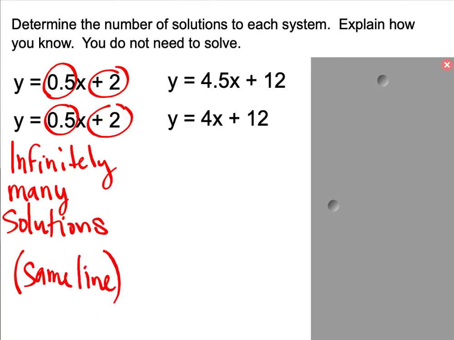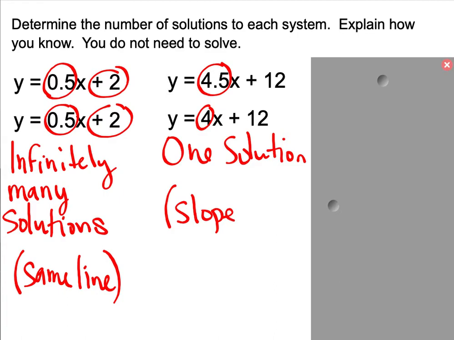Okay, next example. y equals 4.5x plus 12 and y equals 4x plus 12. Checking the slopes first. The slopes are different. If the slopes are different, they will cross because they're going in different directions. So this has one solution. And I know it's one solution because the slopes are different. Now on this one you might notice that the y-intercepts are the same, they're both 12. That actually just means that they cross at the y-intercept. So the solution is (0, 12).